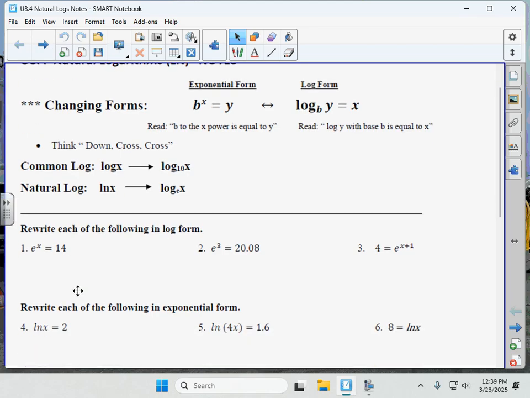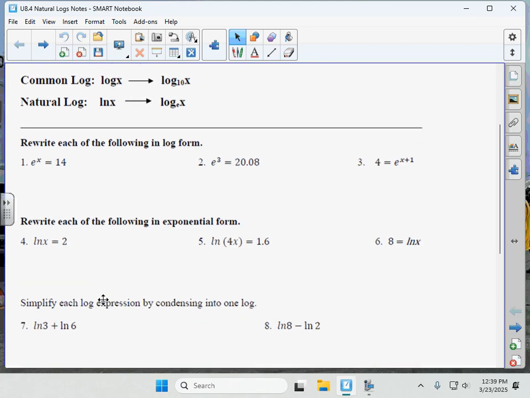All right, so we want to go ahead and kind of review everything that we did from 8.1 to 8.3, other than the graphing. We could do the graphing also with this, but pretty much everything that we did with 8.1 to 8.3 kind of comes in this one unit 8.4 with natural logarithms. Okay, so first we're going to go ahead and practice, again, rewriting each exponential equation in log form. All right, so remember down, cross, cross again.